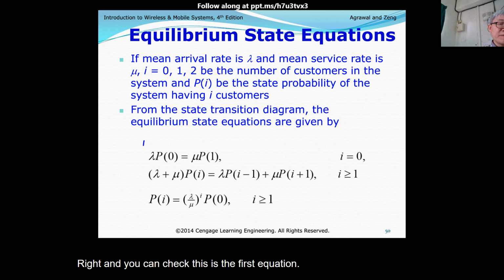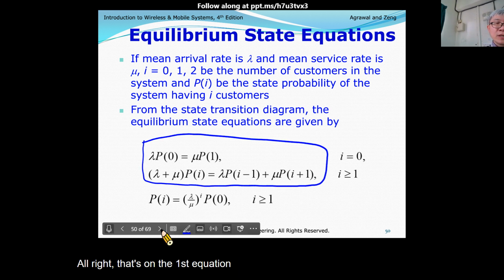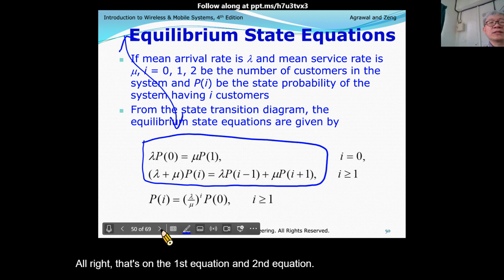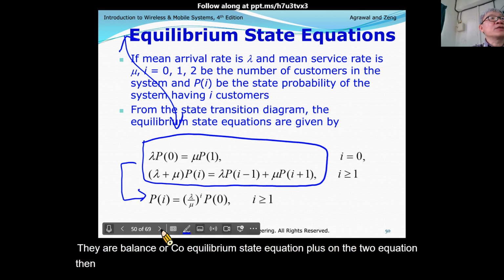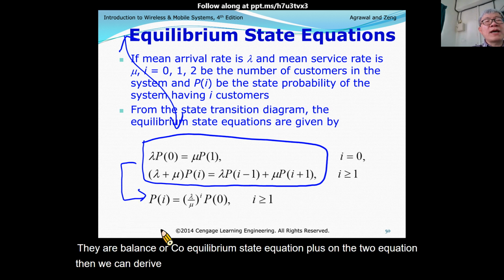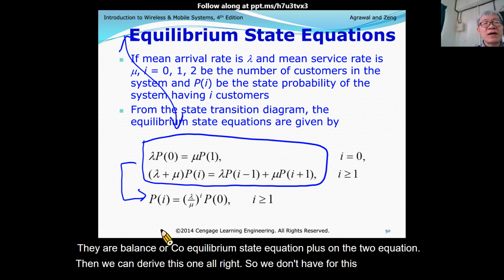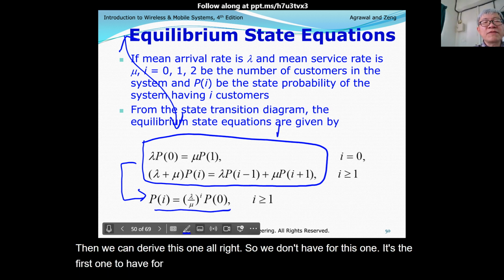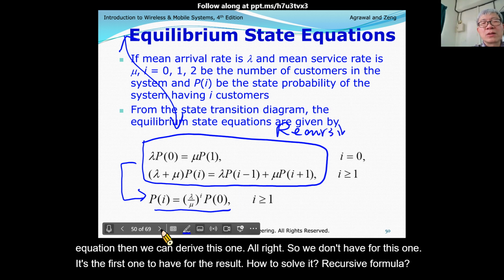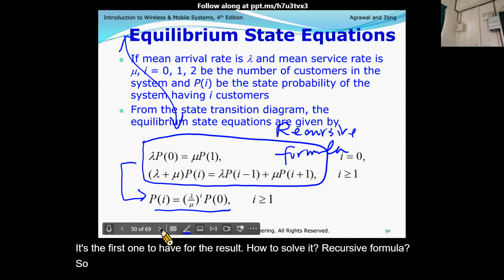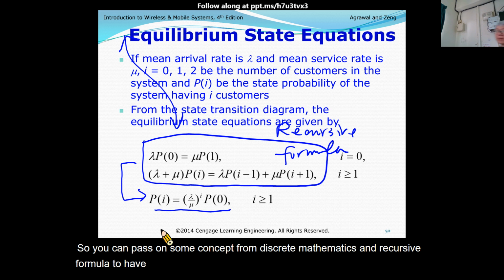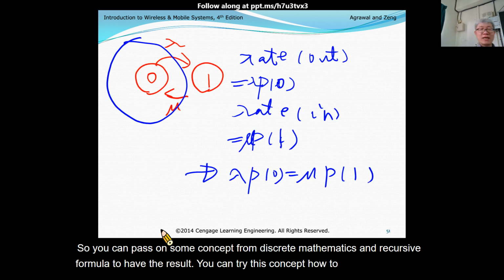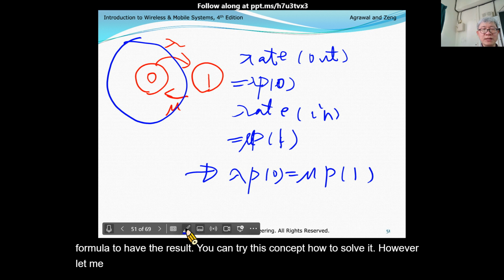All right, based on the first equation and second equation, they are the balance or equilibrium state equations. Based on the two equations, then we can derive this one. All right, so we already have this one. It's the first one to have the result. How to solve it? Recursive formula. You can base on some concepts from discrete mathematics and the recursive formula to have the result. You can try this concept, how to solve it. However, let me show a quick way to have the result.